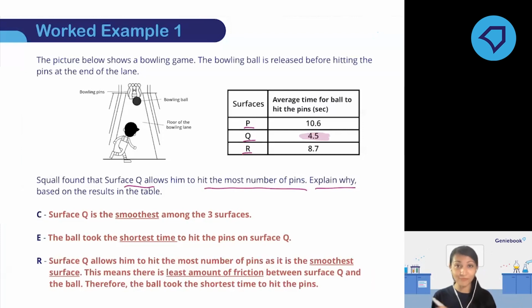Yeah, okay, so this is your final answer. So if you write this answer, right, wow, your marker will be very happy to be like, wow, this student can fill out all the things in. So when you say the reasoning part, basically you combine the claim, the evidence, and then the scientific knowledge, which is the part where you talk about the frictional force. Okay, so surface Q allows him to hit the most number of pins as it is the smoothest surface. This means that there is least amount of friction between surface Q and the ball. Therefore, the ball took the shortest time to hit the pins.